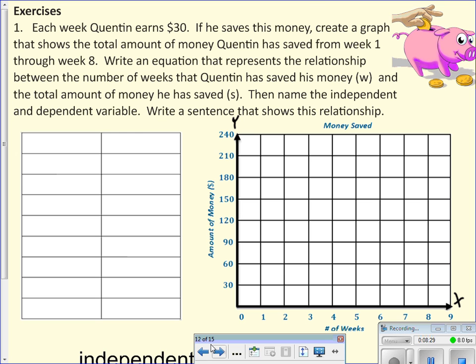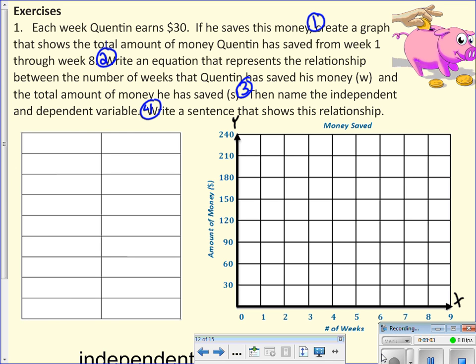So let's go back and see what we need to do. We need to, 1, create a graph. 2, write an equation. 3, name the independent and dependent variable. And 4, write a sentence. Excuse me, we don't have to go in that order. Now there's one thing I don't like here. It says weeks 1 through 8. We're going to do weeks 0 through 8. For your homework, every table will start at 0. Okay?